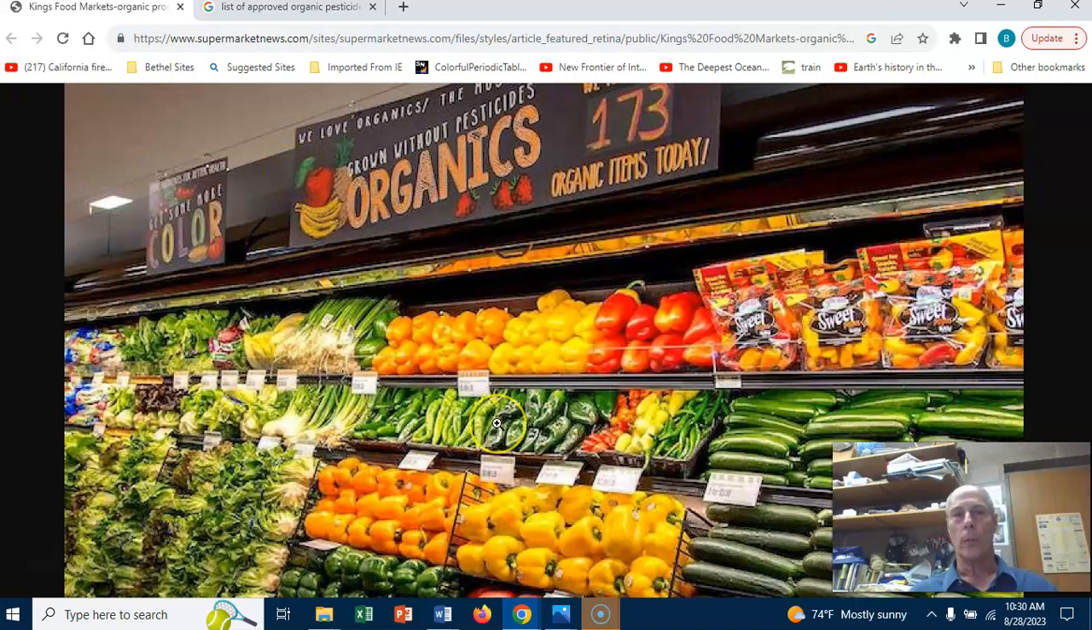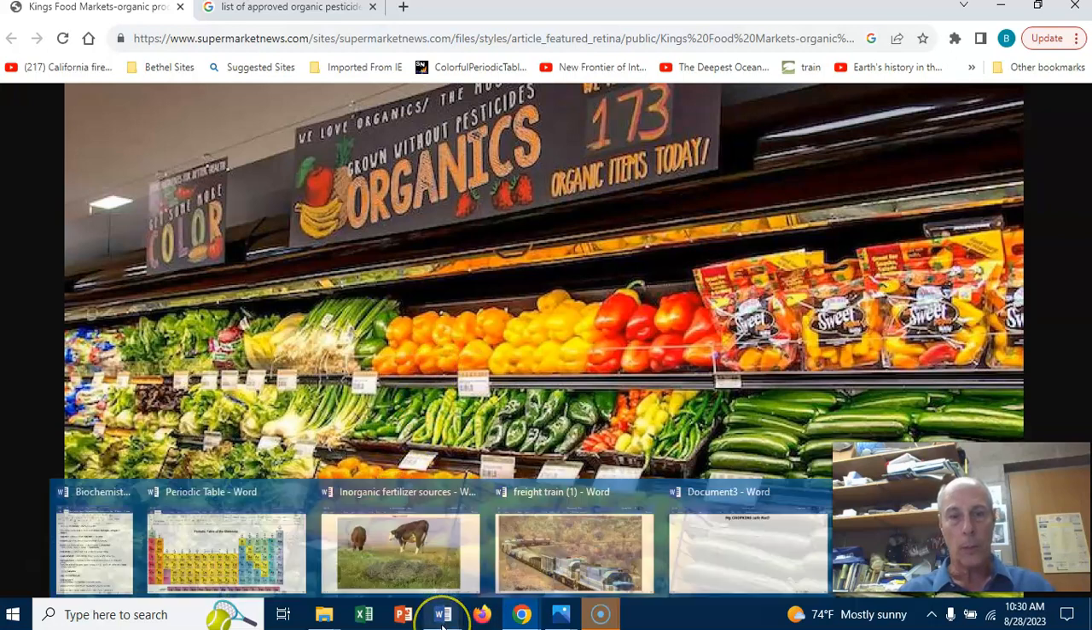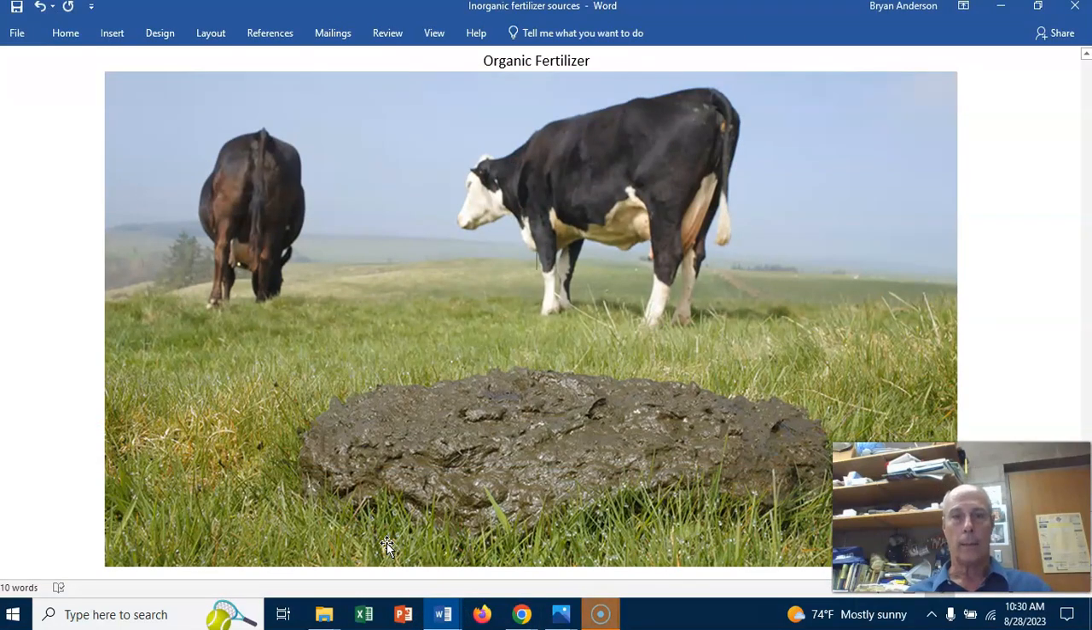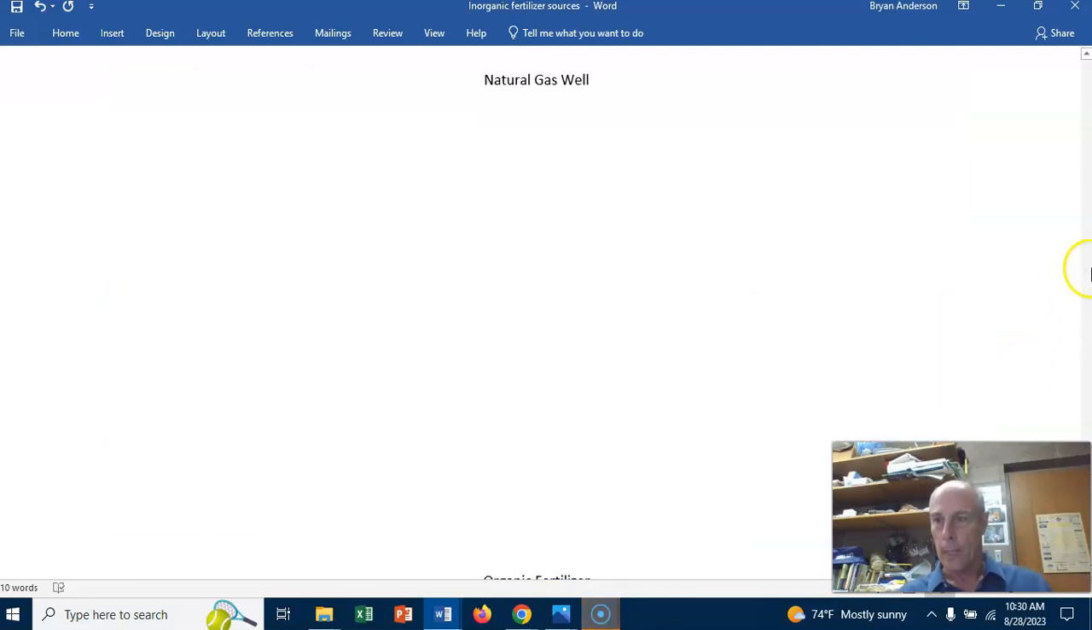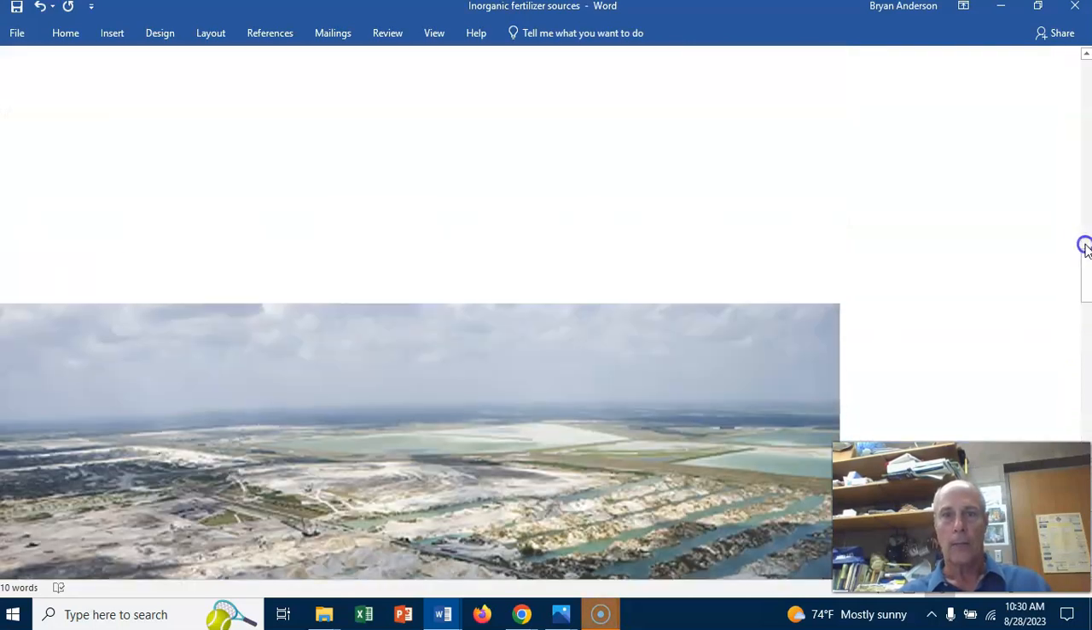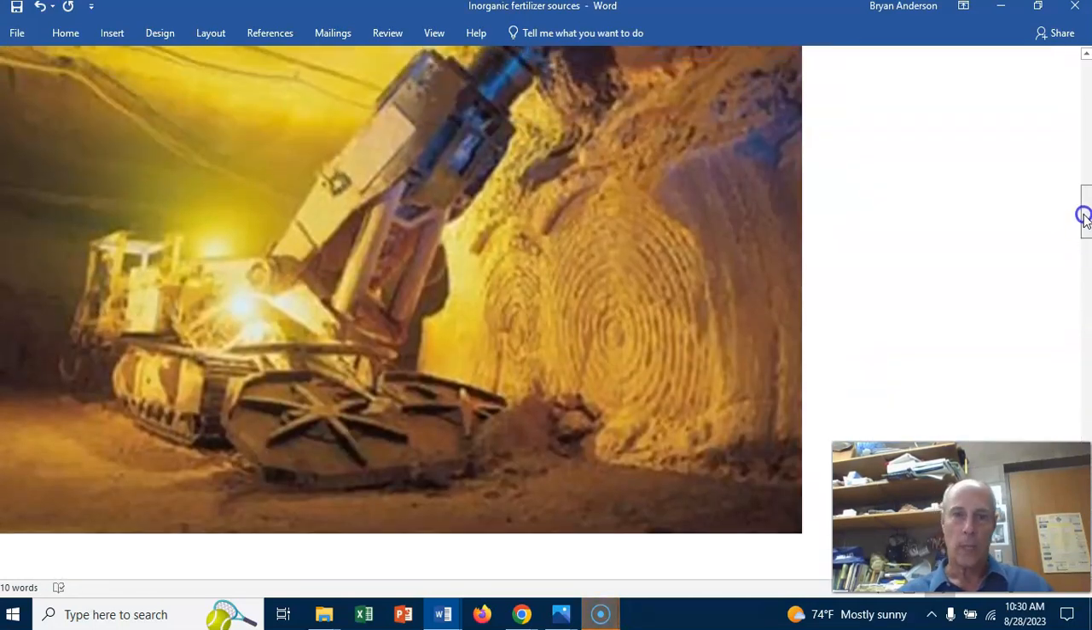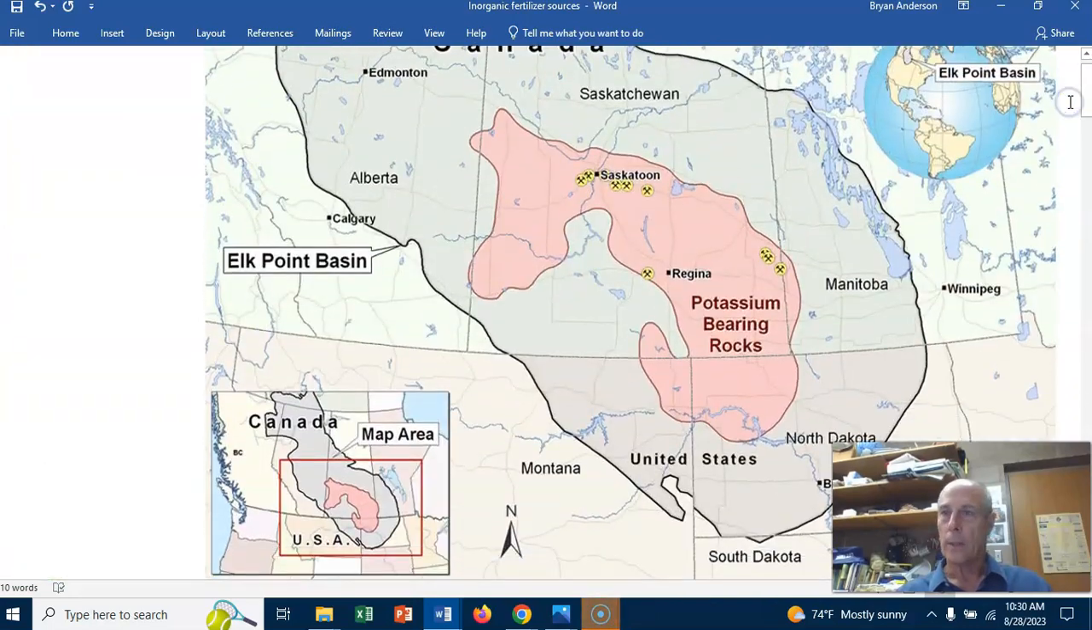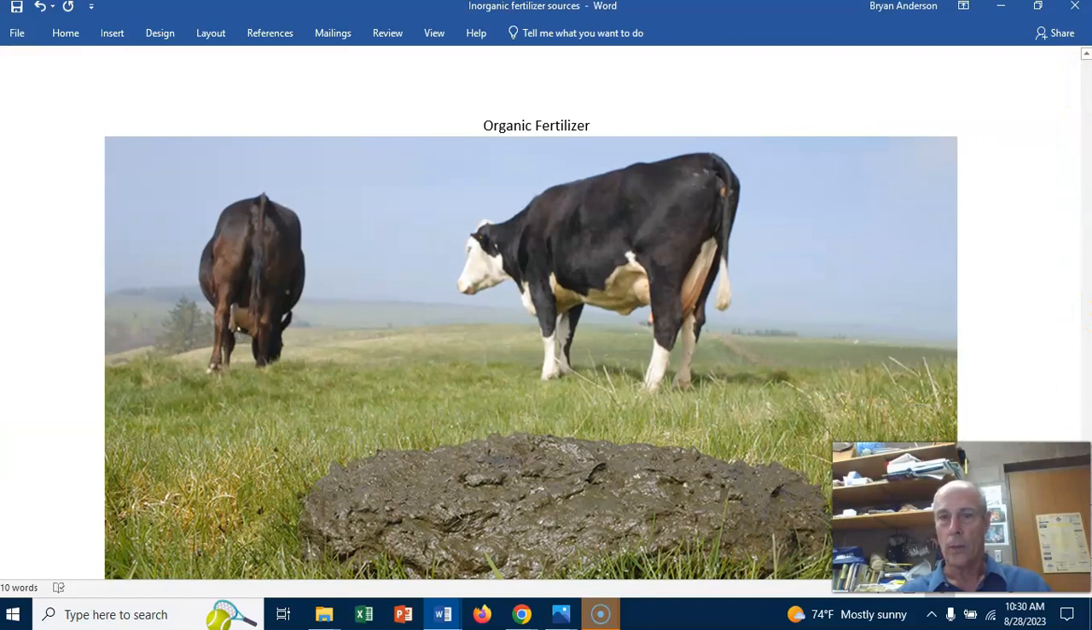But what distinguishes organic from inorganic? Largely, it's what kind of fertilizer they are using. So most crops are grown with inorganic fertilizers like Miracle-Gro, and organic types of produce are grown with organic fertilizer like cow poop. If you look at where the others come from, well, it's natural gas and various rocks in the ground. That's where you get potassium from, but organic uses cow poop.